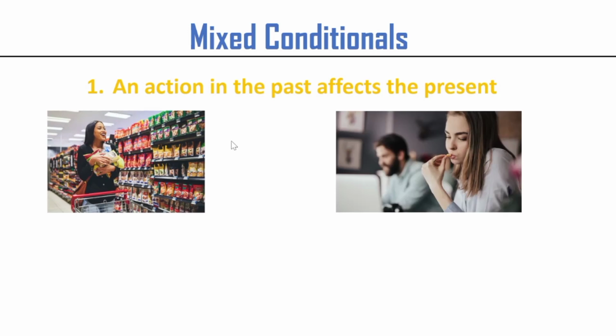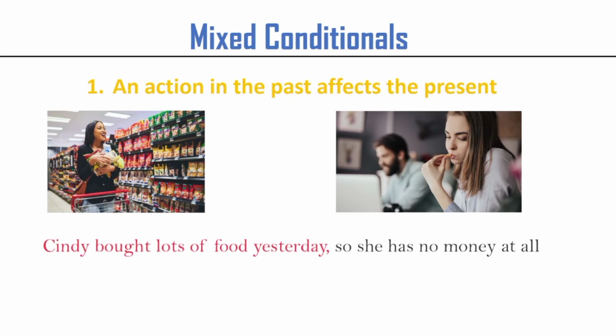So there are two pictures here. We can make a sentence from these two pictures. The sentence will be: Cindy bought lots of food yesterday, so she has no money at all. Because of buying lots of food, now Cindy is broke. She has no money at all.